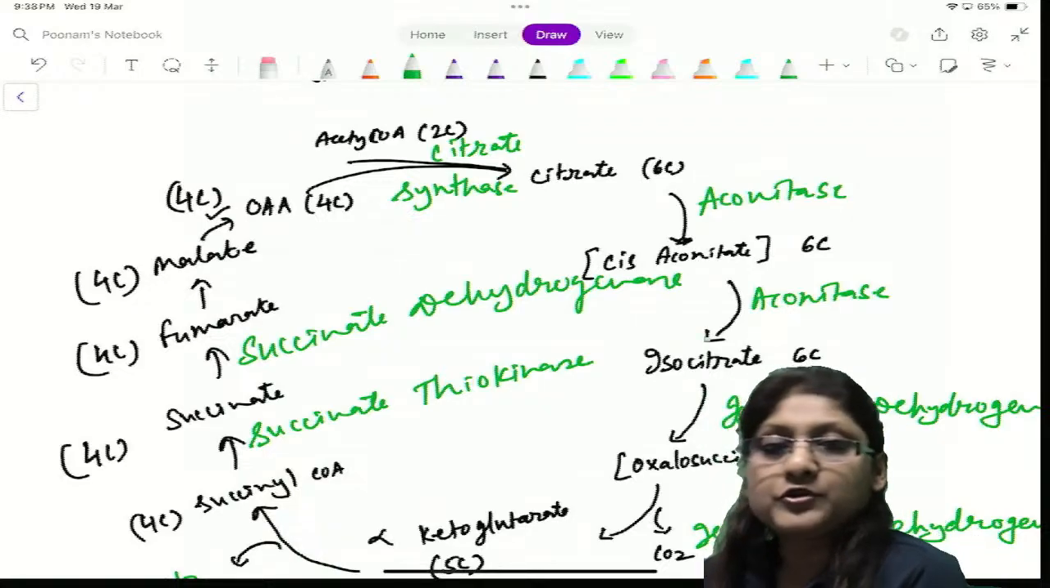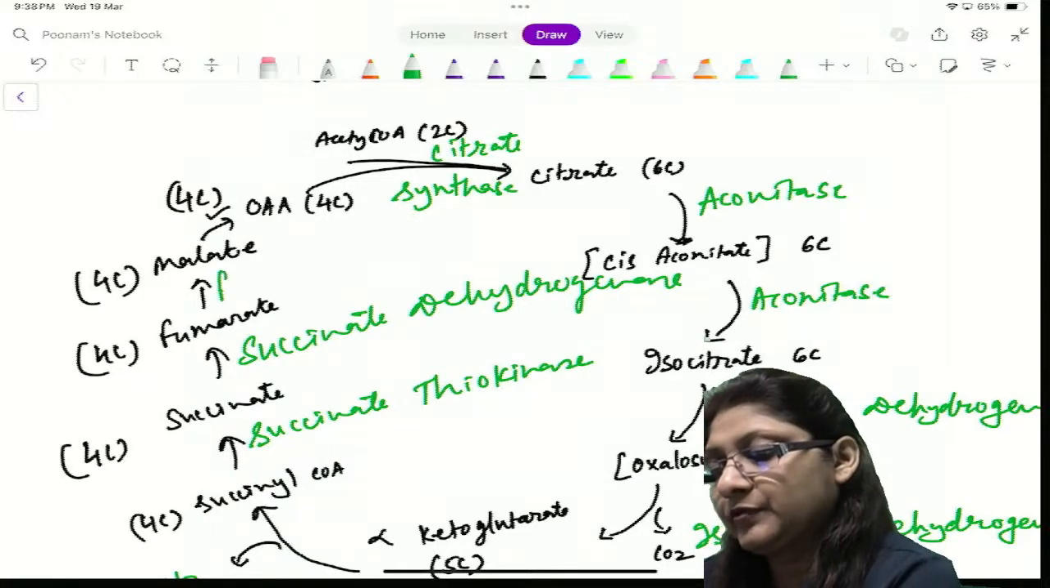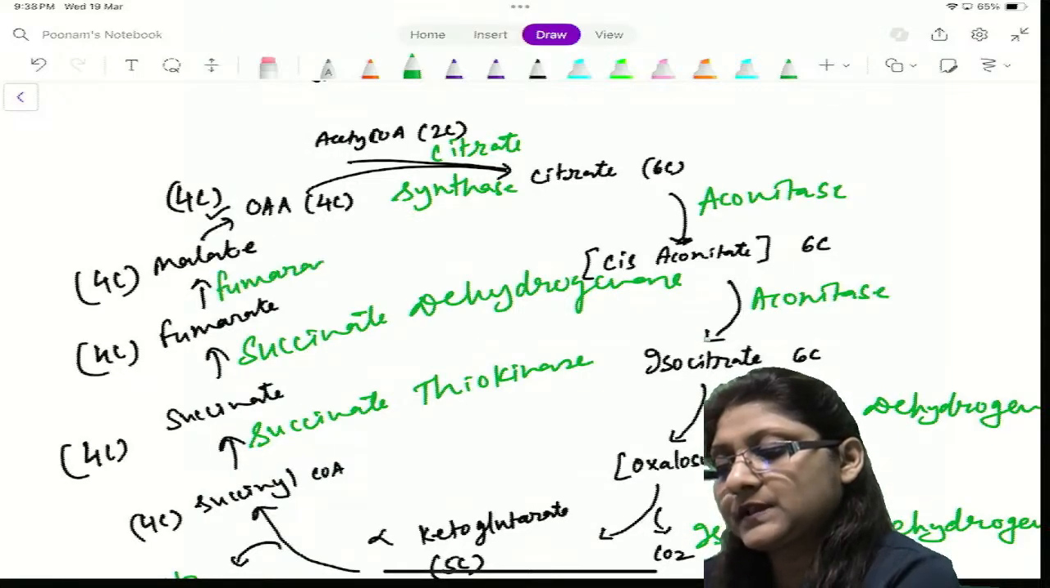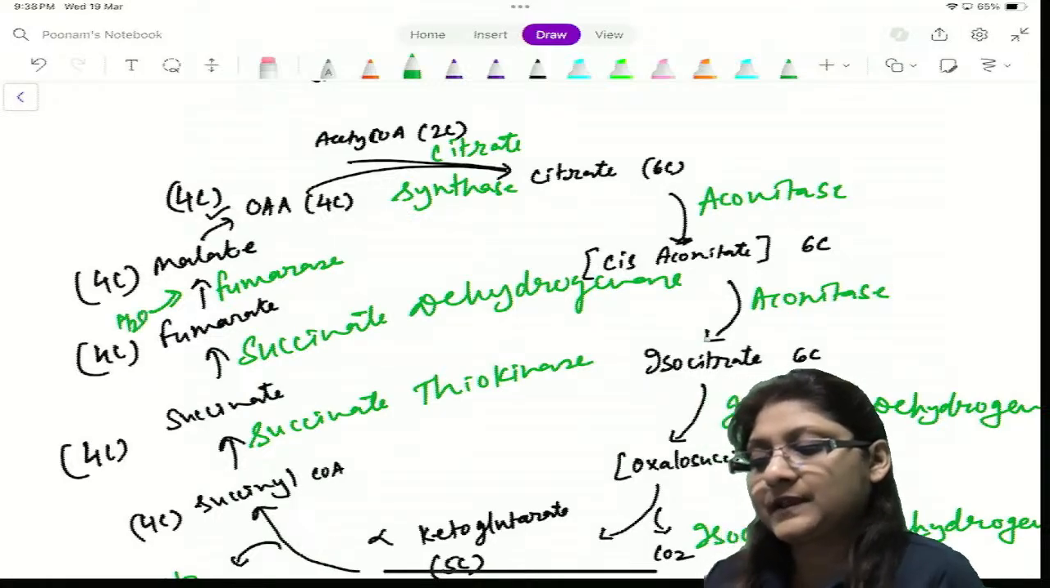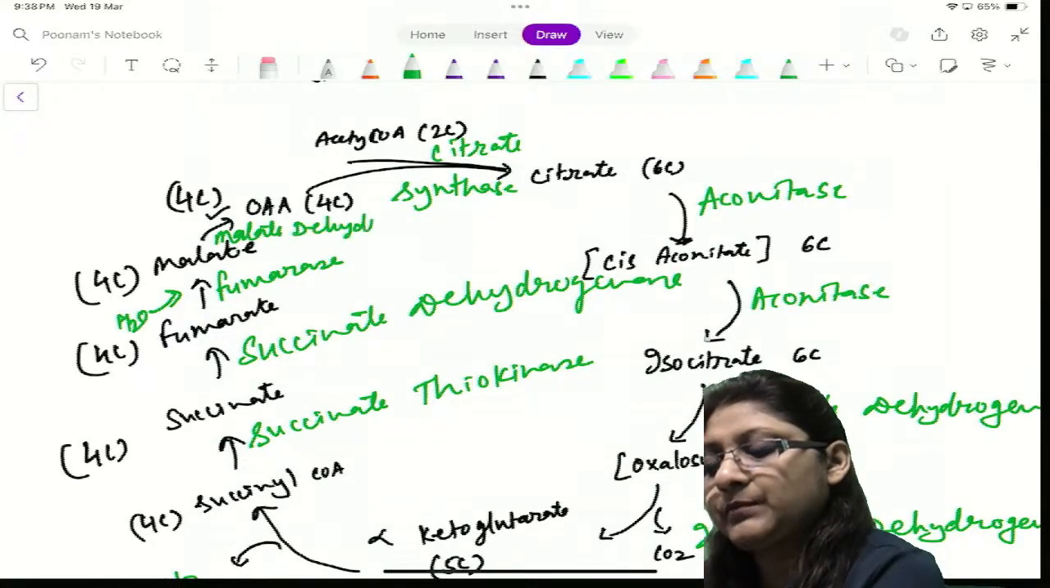Succinate dehydrogenase is going to dehydrogenate the succinate, and fumarate will be formed. The next enzyme is going to be fumarase, which will add one water at this step. And this enzyme is going to be malate dehydrogenase.